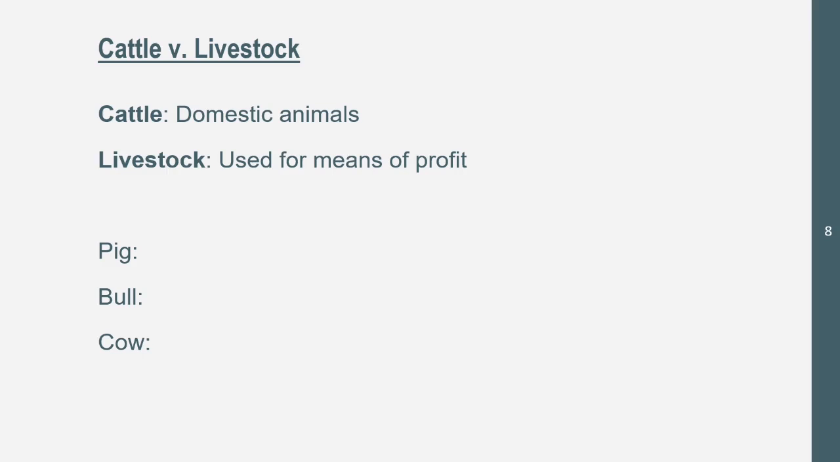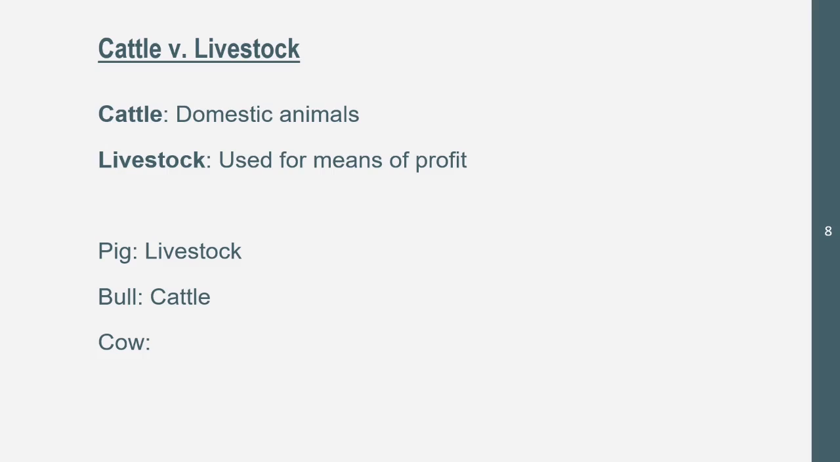I have 3 examples of animals down here. We have the pig, the bull, and the cow. Are these cattle or livestock? Well, the pig is livestock. You're going to be using pig for bacon, pork chop, pulled pork, other meat. So we'll see that with pig.